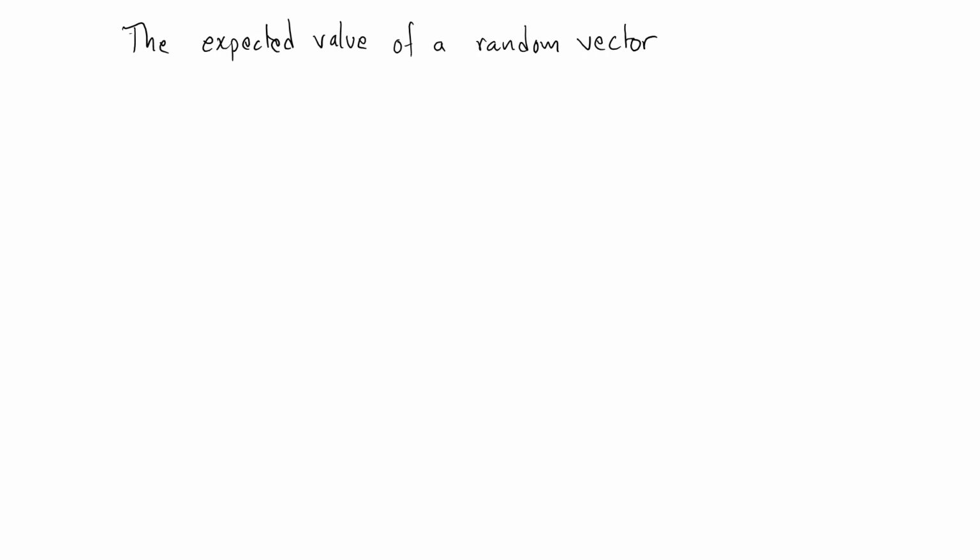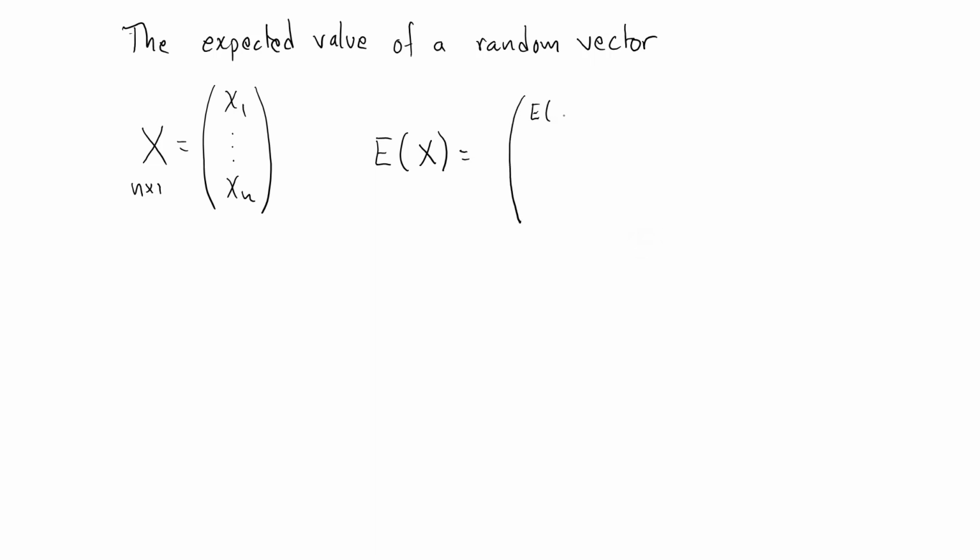So the concept of a random vector is a fairly straightforward one. The idea is just that if I have n random variables, I collect them into an n by 1 vector like this, and this will give me an n by 1 random vector. Based on this, it seems rather natural to define the expected value of a random vector as an n by 1 vector where each element is the individual expected values.